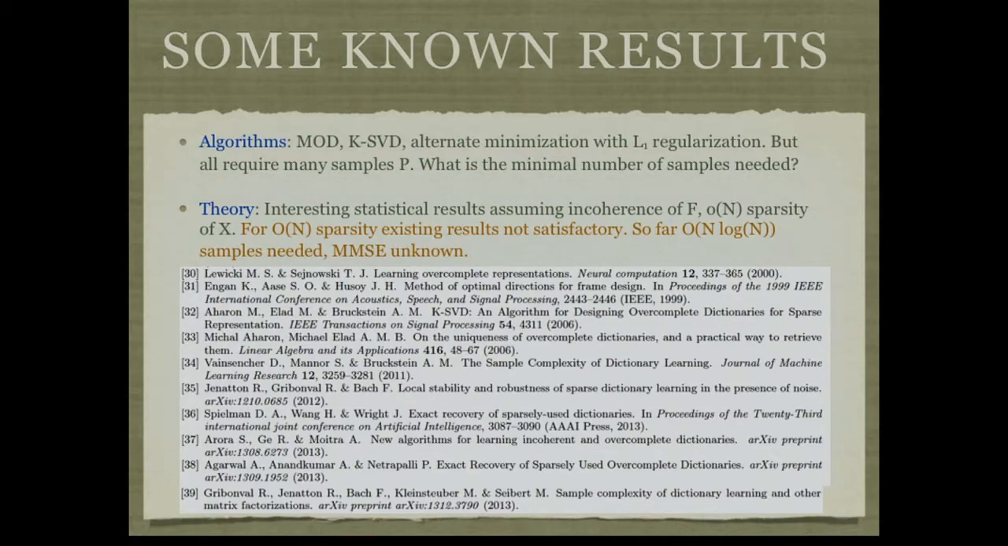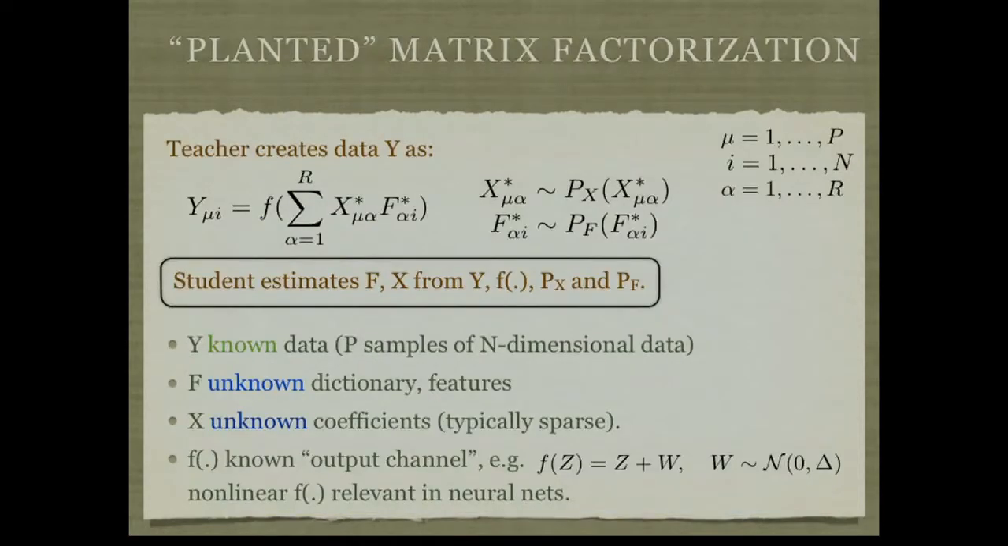You need n log n times some big constant of samples, and the existing bounds are not very good. And something like the MMSEs in some Bayesian settings are not known. So these are the things that we can do.